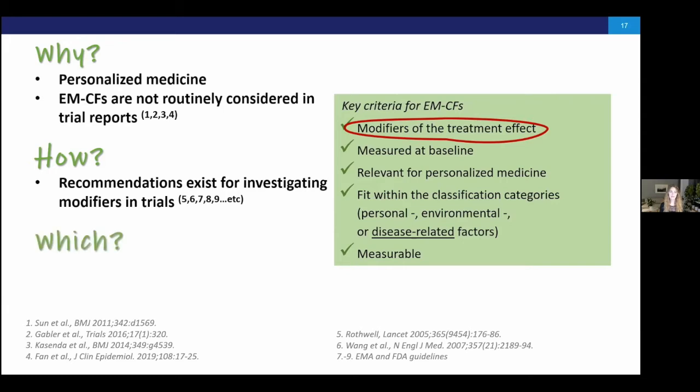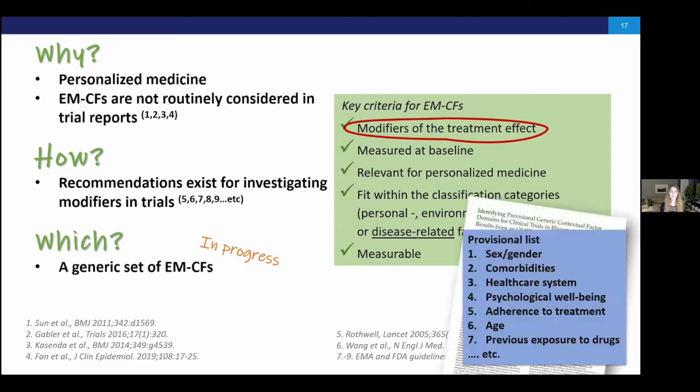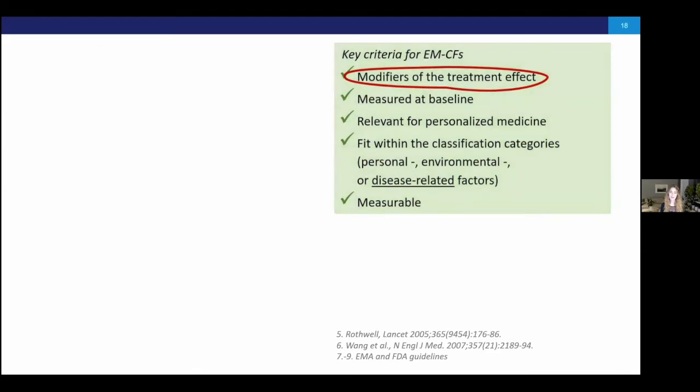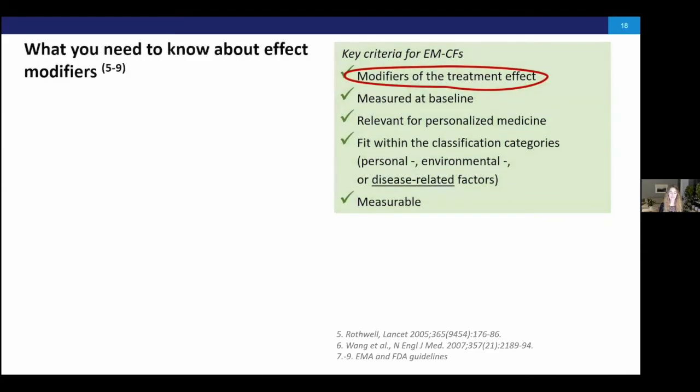We are in the process of developing a generic set of factors that are usually suspected or frequently shown to be effect-modifying contextual factors. At OMERACT 2018, we developed a provisional list, and other good suggestions that overlap with this list are the FDA standard factors age, sex, and race, and the Progress Plus factors for social inequity. OMERACT working groups can use this future generic list and possibly add disease-specific factors. My last slide will be a few points about what you need to know about contextual factors, effect modifiers.